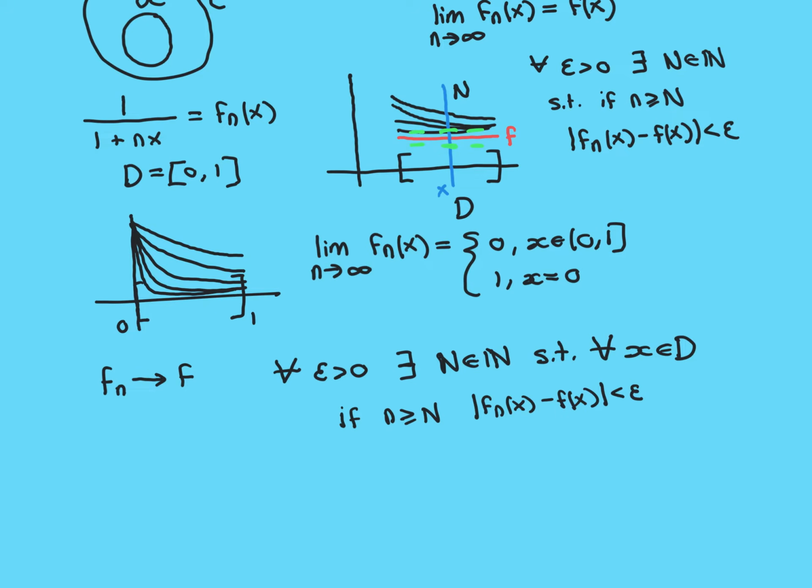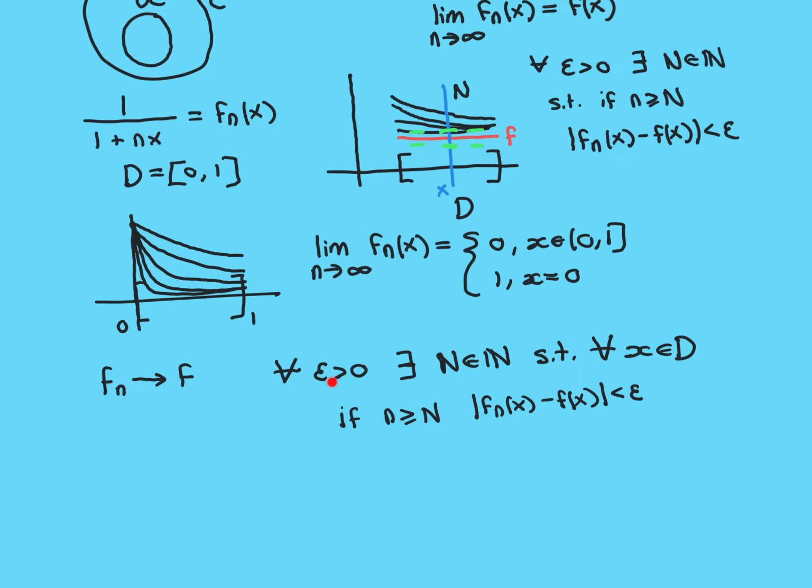Welcome back. So it's now time to actually define what uniform convergence is. So let's say that we have a sequence of functions fn, and these functions are all defined over some domain D. And let's say that this sequence of functions is a convergent sequence of functions, and it has pointwise limit, this limit function f here.